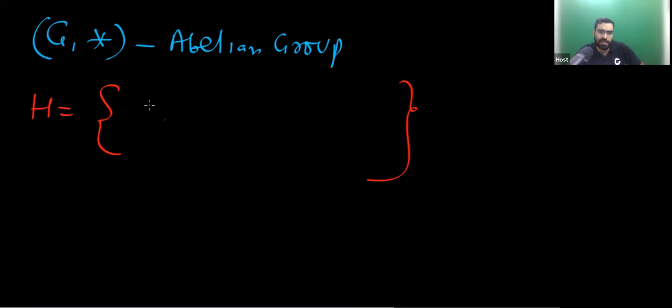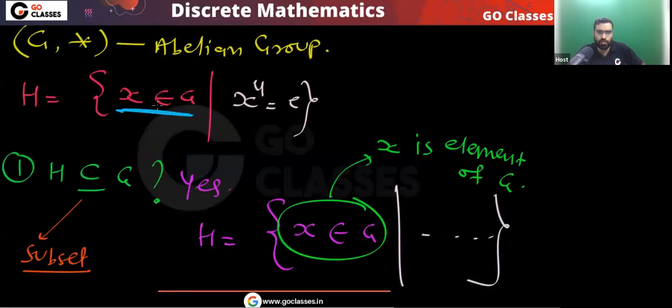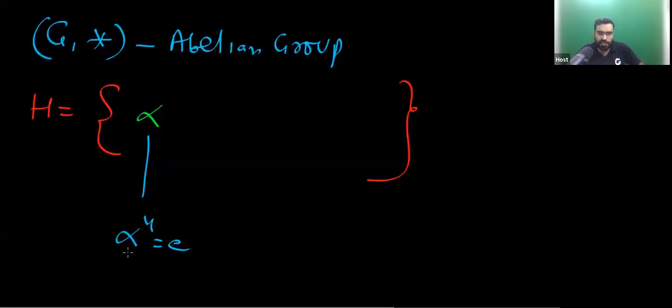When can I say an element will be in H? For example, if I give you some element alpha, and alpha belongs to H, then what can I say about alpha? Then I can say that alpha power 4 is definitely the identity element, because in this H you have those elements of G for which power 4 is equal to the identity element. So if alpha is there, then alpha power 4 is equal to the identity element.